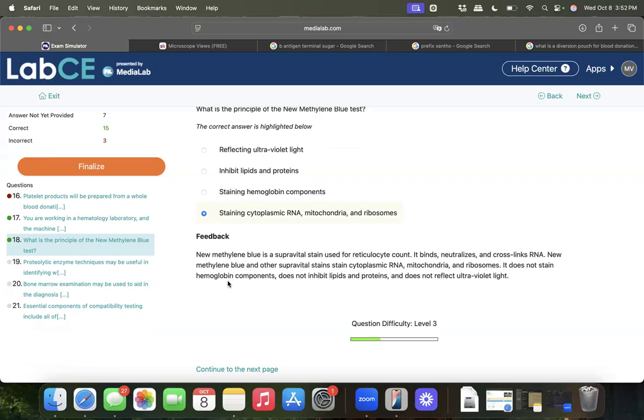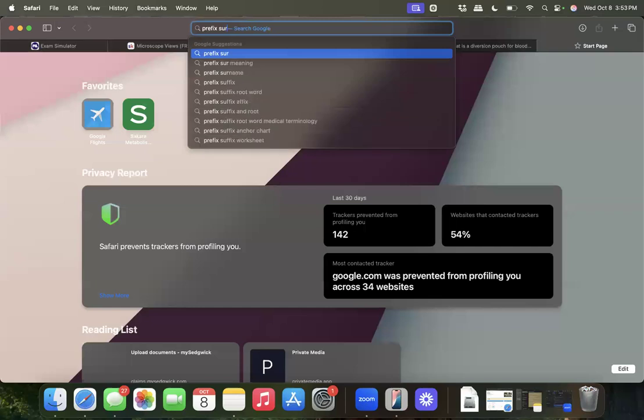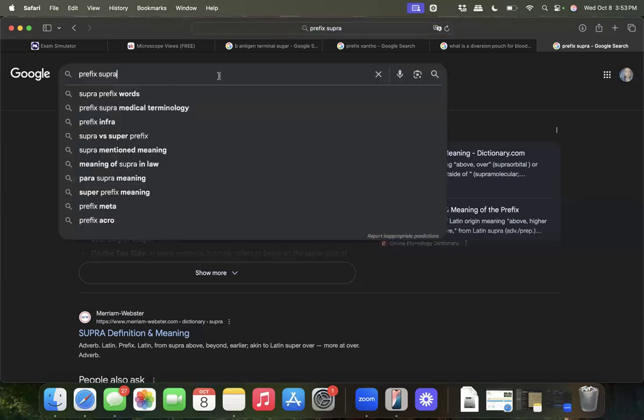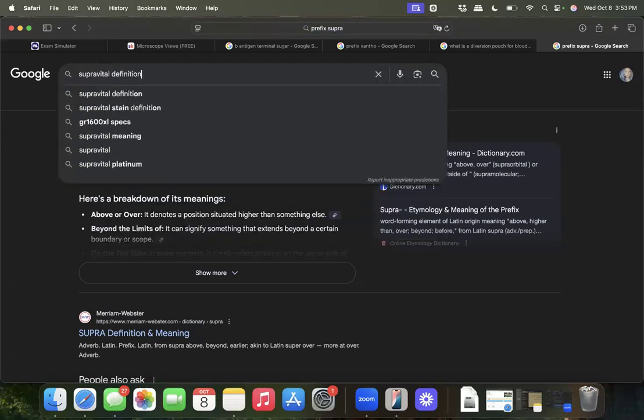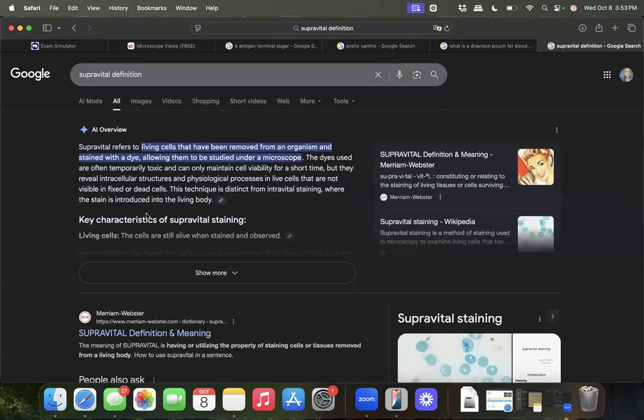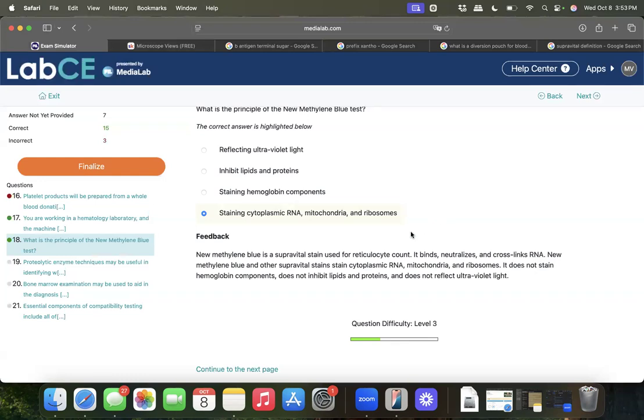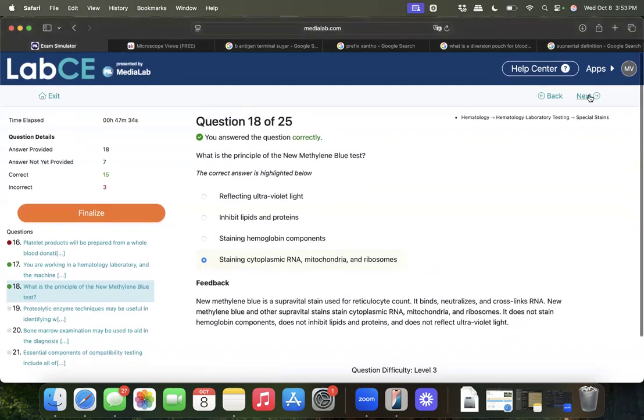Supra vital. What does it mean? Prefix supra: above or over. Supravital definition. I'm going to get you guys the exact definition. Supravital refers to living cells that have been removed from an organism and stained with a dye, allowing them to be studied under a microscope. Makes sense? So we're staining cytoplasmic RNA, mitochondria, and ribosomes. It does not stain hemoglobin components, it does not inhibit lipids and proteins, and it does not reflect UV light. And that was level 3.